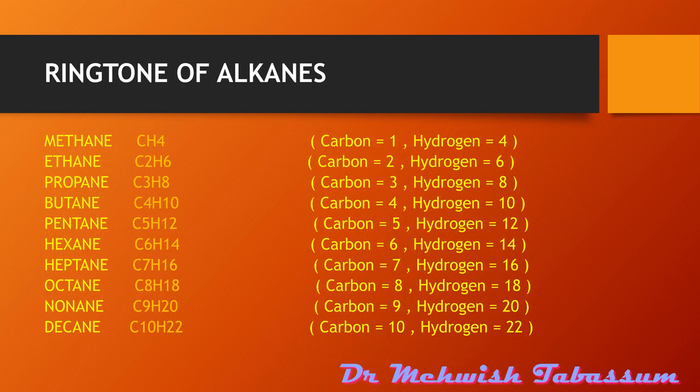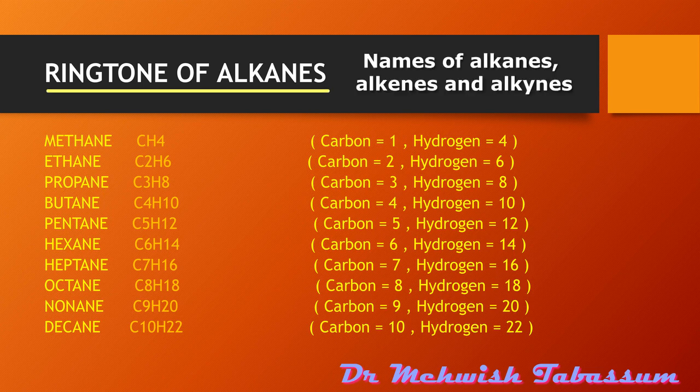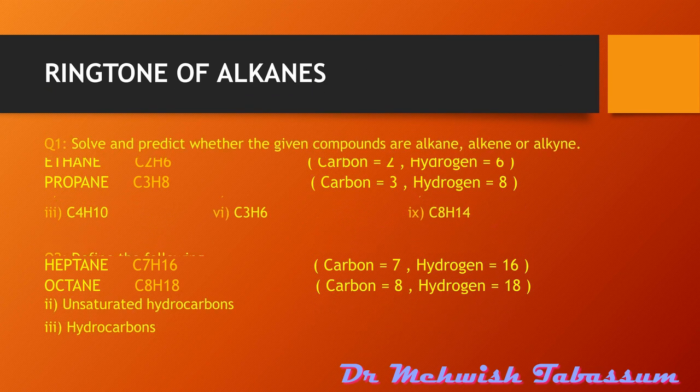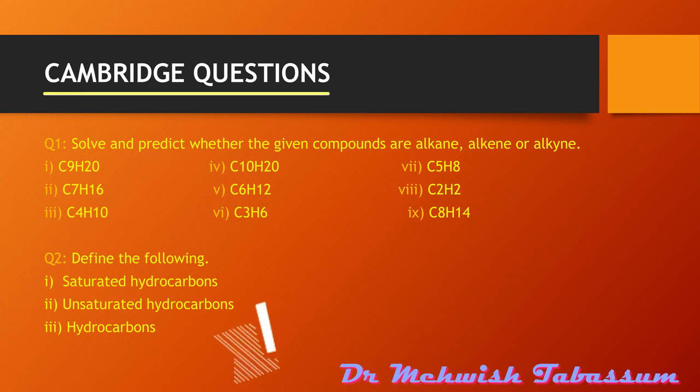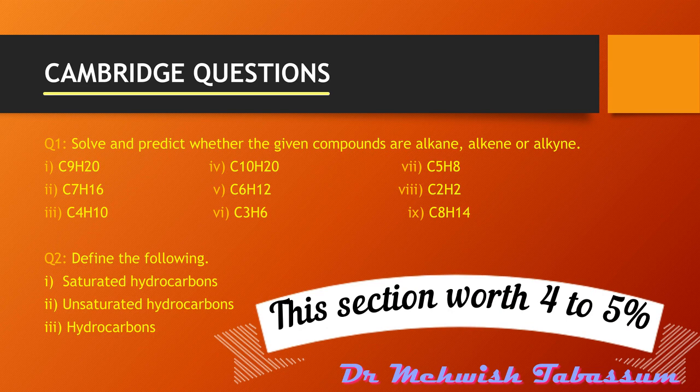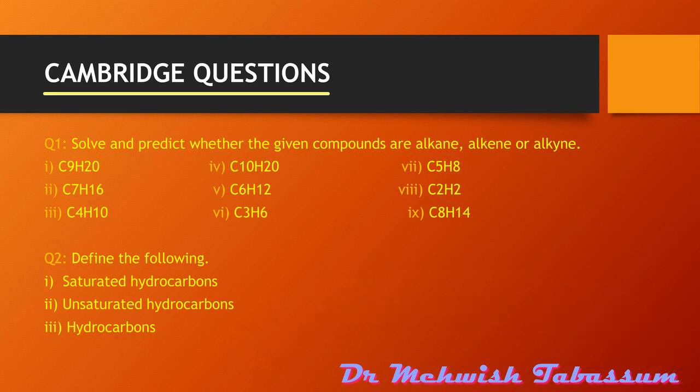उसके बाद हमने पढ़ा इन अ वेरी फनी वे कैसे हम याद कर सकते हैं एल्केन, एल्कीन और अल्काइंस के नेम्स को. इम्पॉर्टेंट सेक्शन ऑफ आवर डिस्कशन, दैट इज कैम्ब्रिज क्वेश्चंस. व्हाट इज द वर्थ ऑफ दिस टॉपिक रिगार्डिंग कैम्ब्रिज पॉइंट ऑफ व्यू? इट्स वर्थ इज 4 to 5% ऑल टुगेदर.